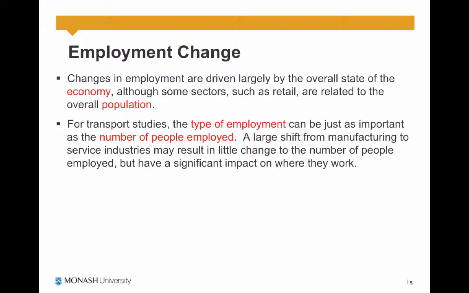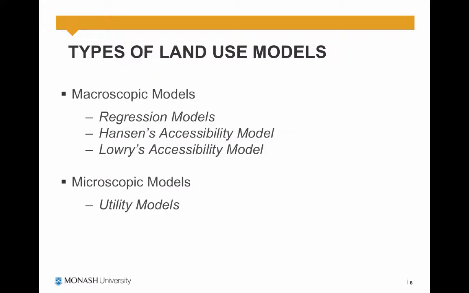Retail and shopping are usually distributed among residential areas within the city boundaries. However, manufacturing industries are often located on the fringe of the city, where residential densities are low. There are different types of models of land use. We have macroscopic models of land use and microscopic models. Within the macroscopic category, we have regression models, Hansen's accessibility model, and Lowry's model, which we will talk about.